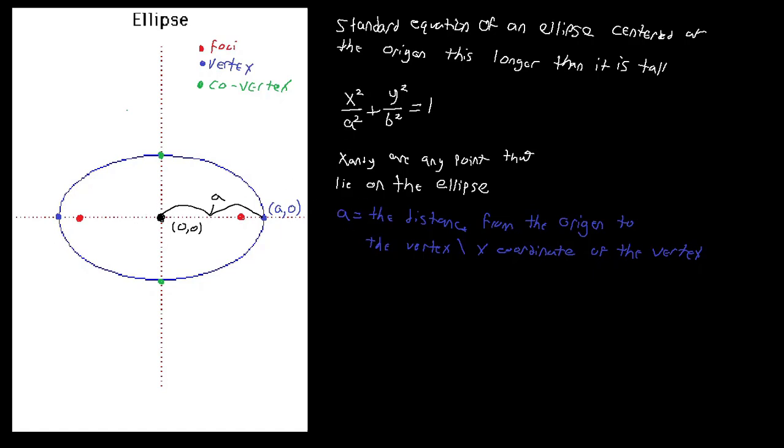B is another special distance that we have, and B is the distance from the origin to our co-vertex. Let's do this in green.